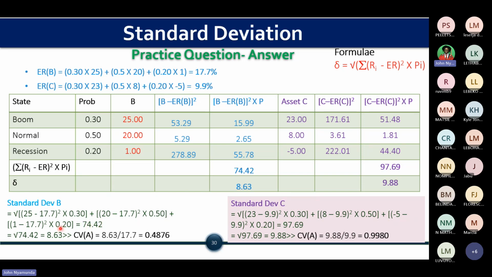The square root of 74.42 is 8.63. 8.63 divided by 17.7 gives 0.4876.